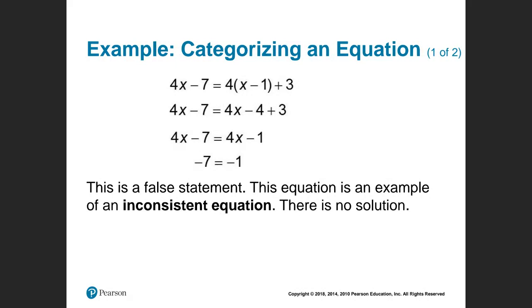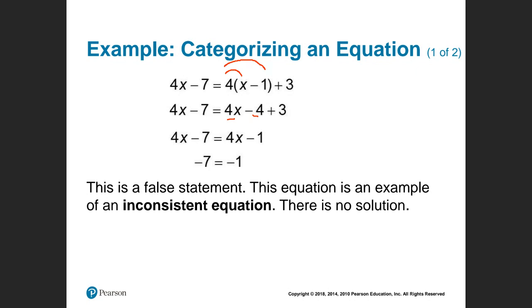Go to the example now. 4x minus 7 equals 4 times x minus 1 plus 3. So we solve it. 4x minus 7 equals, distributive again, 4 times x is 4x minus 4 times 1 is 4, plus 3. After that, combining like terms again. So now the answer is 4x minus 7 equals 4x minus 4 plus 3. The answer is minus 1.